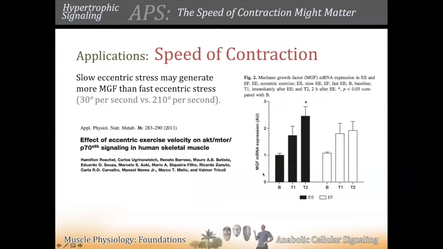Speed of contraction, what I just said, go nice, slow, and controlled on the way down, because there's some evidence that slow eccentric loading compared to fast eccentric loading, we're getting more MGF, more mechano growth factor. So depending on the rate of extension, 30 degrees per second versus 210, we're looking at more mechano growth factor and slower negatives, right? Slower eccentric loads, slower negatives. There's more mechano growth factor being released.